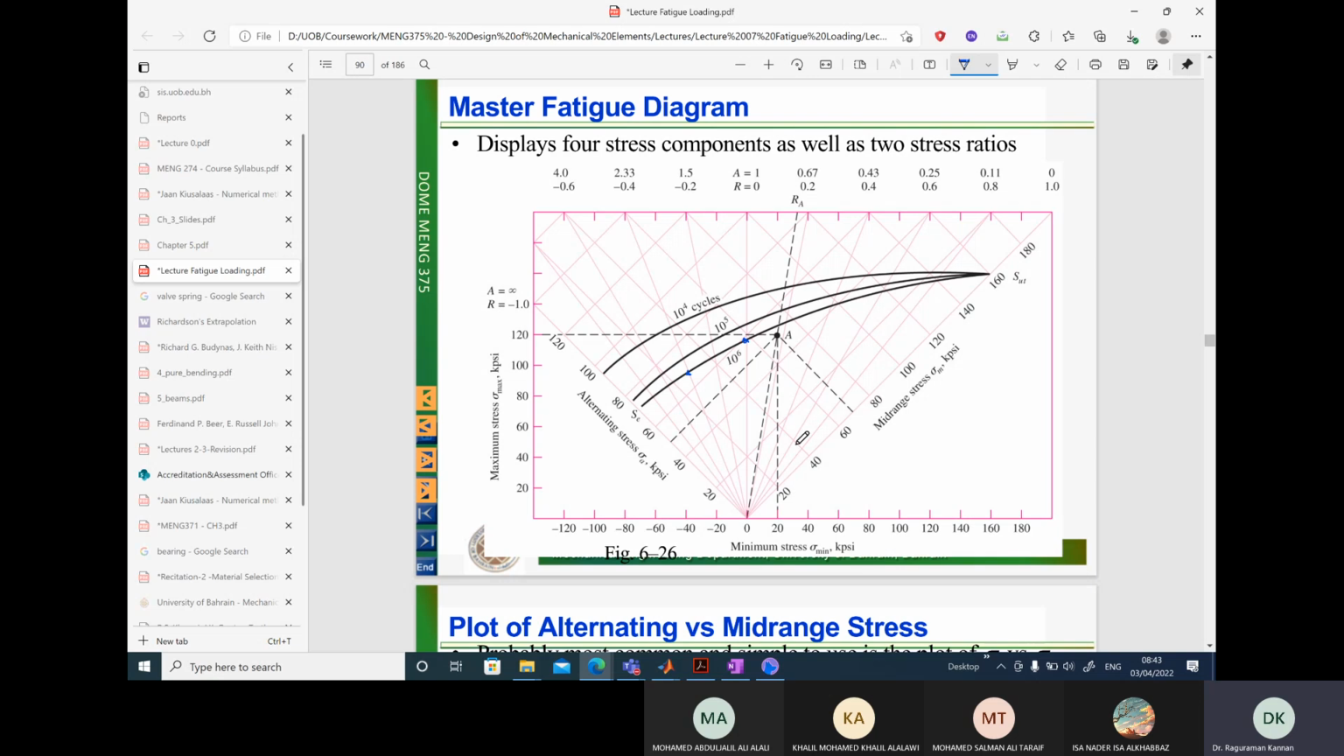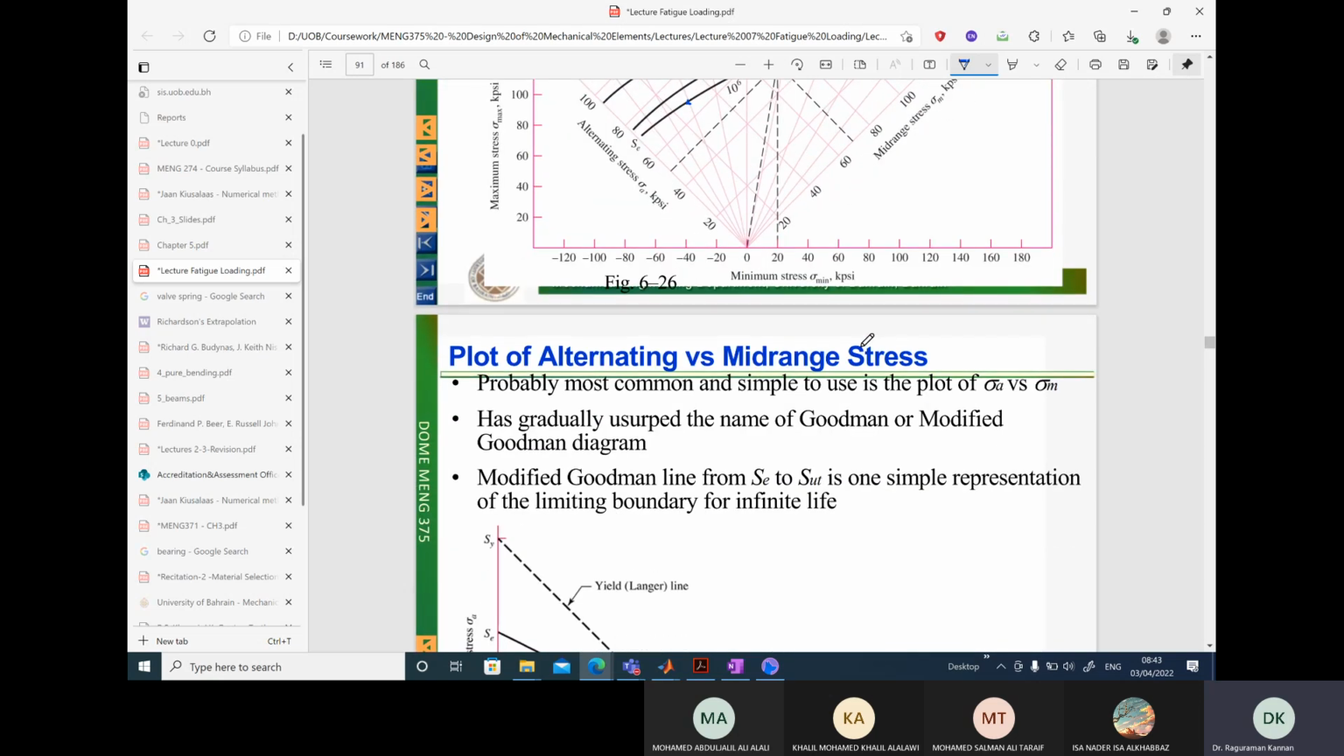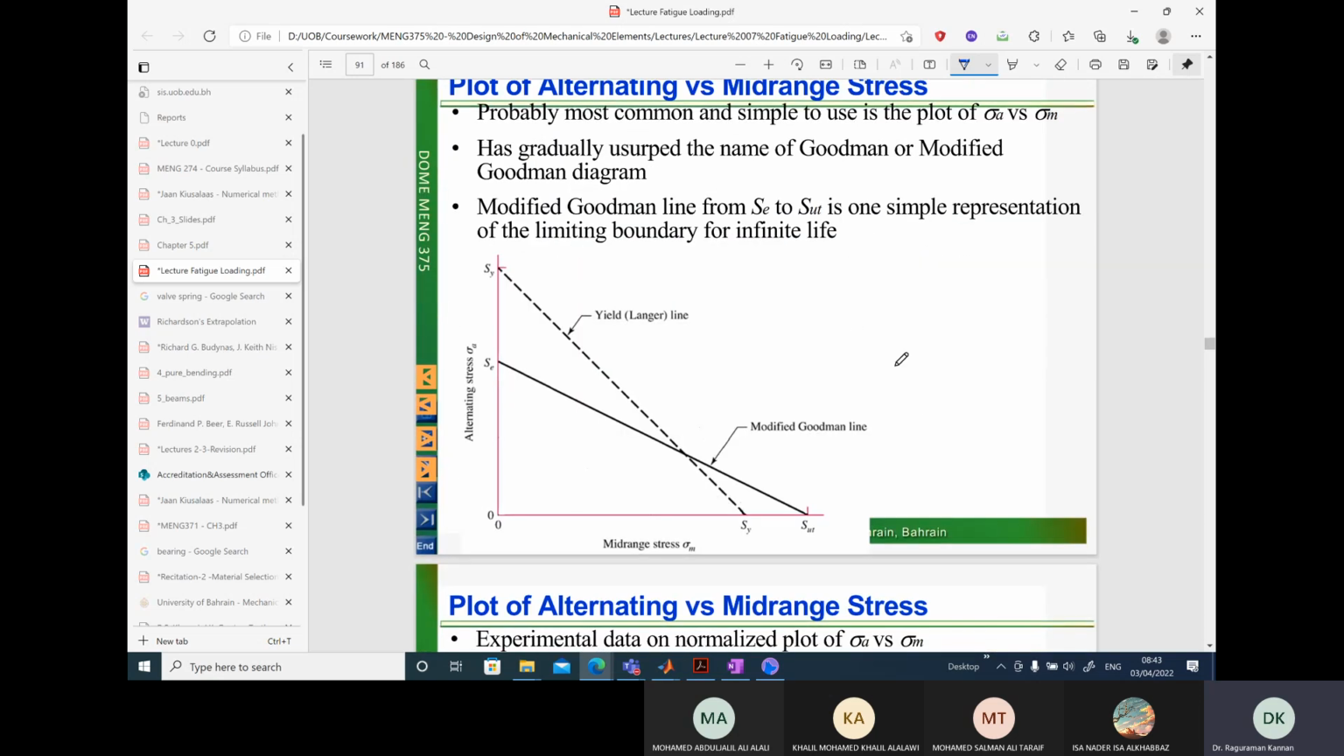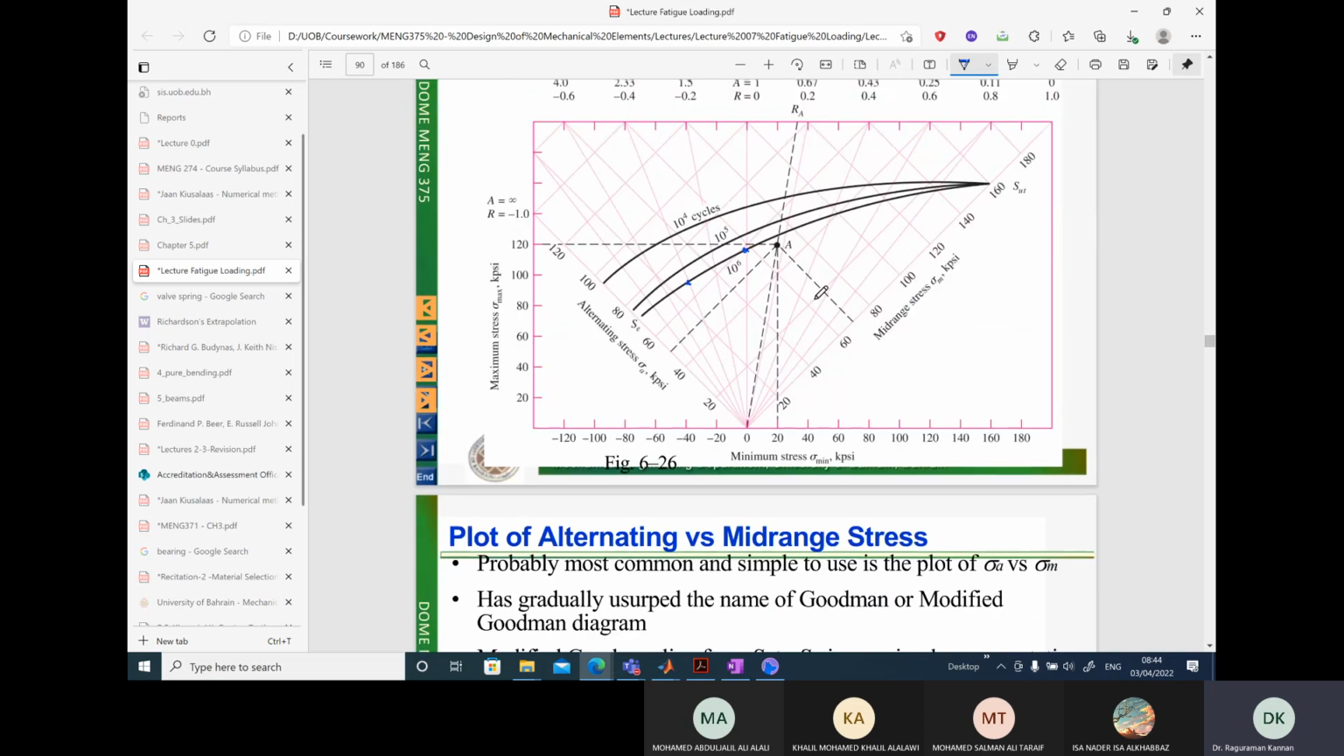Again, this diagram is a little bit complicated. Let's take a simpler version of this diagram, which is called the Haigh diagram, and this is what we will be dealing with. In most of the cases where we have positive or negative mean stress, this is the case we are going to deal with, and this is called the Haigh diagram. So what is a Haigh diagram? A simplified version of this.